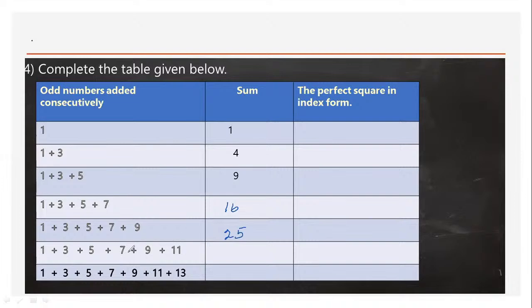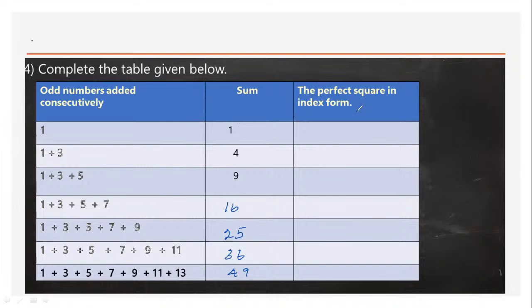9 and 7, 16 and 9, 25. And 11, 36. When we add these consecutive numbers, we obtain 1 and 3, 4 and 5, 9 and 7, 16 and 9, 25 and 11, 36 and 13, 49. If you add the consecutive odd numbers together like this, consecutive means the nearby odd numbers, right? We can add them together and we will obtain the square number.